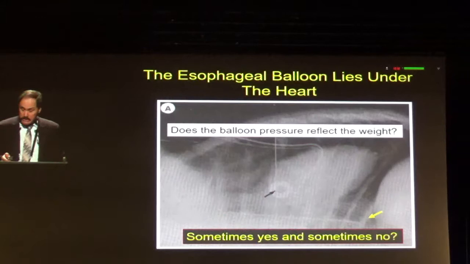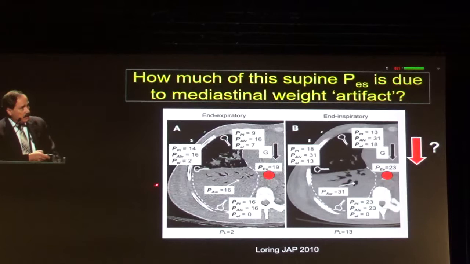You've seen this picture in one variant or another. This is from Dan Talmor and Stephen Loring's work. If this is the esophagus right here, in this particular projection, it would be more or less at the mid-lung level. And what pressure is the esophageal balloon recording? Probably the pressure in its immediate environment.